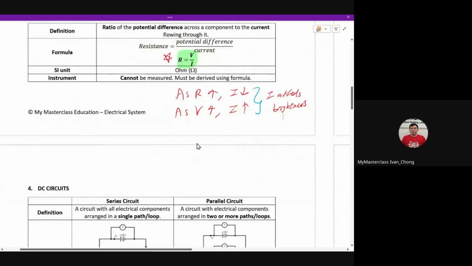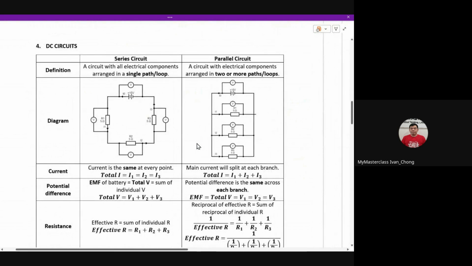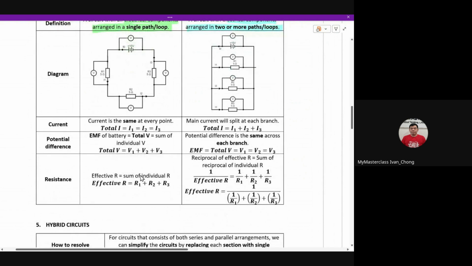Okay. So DC circuits, you can see over here. How do you know if something is a series circuit? All your components are arranged in a single path or single loop. On the other hand, parallel means they are in 2 or more loops. So you can see down here, these are your 6 formulas, and don't forget to add in just the most important one, V equals I times R. If and only if this doesn't work, then we'll use the 3. Okay?